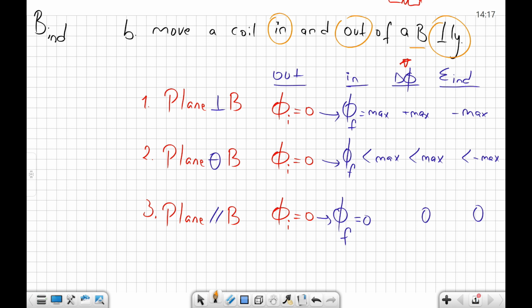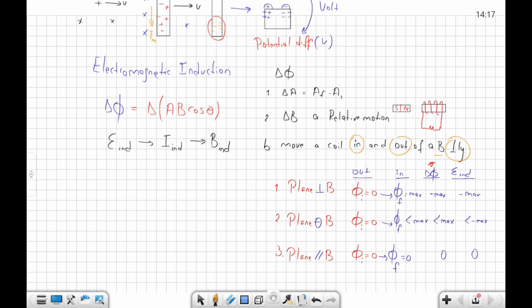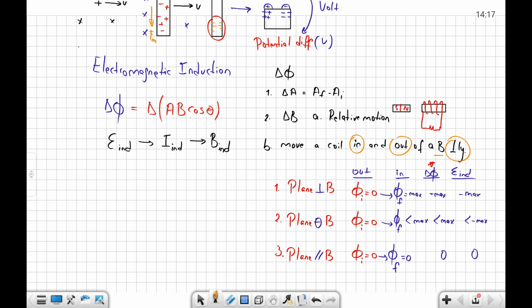In section 2, you will see similar perpendicular and parallel combinations again, but in section 2, it is for rotation. So first you have to decide if the question is asking about in and out or rotation. Since we have a change in flux in 3 different ways, this one is by having a rotation.